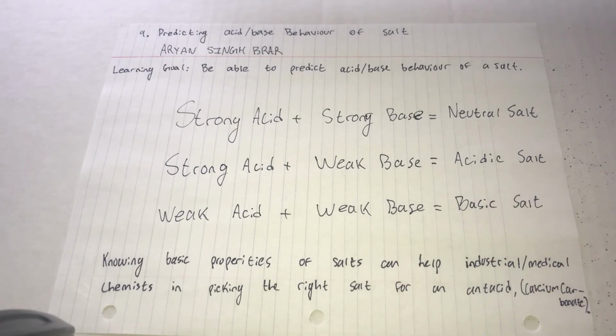And knowing these properties of salts is actually super useful if you go into industrial medical chemistry. These guys make antacids, which are basically just a basic solution you drink to neutralize stomach acids that are causing an upset stomach. And a good example of this is calcium carbonate, which is not a base, but it has basic properties as a salt. So instead of using a base, they can use a salt called calcium carbonate and fix your upset stomach.